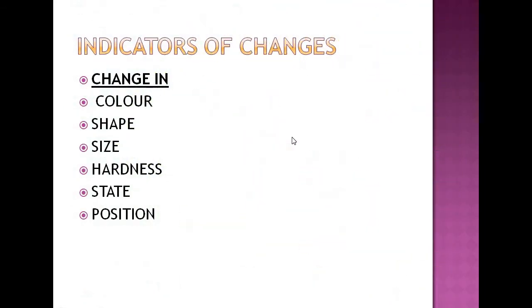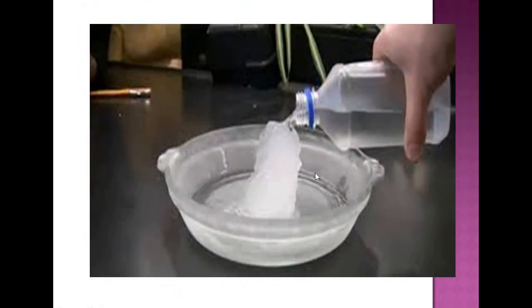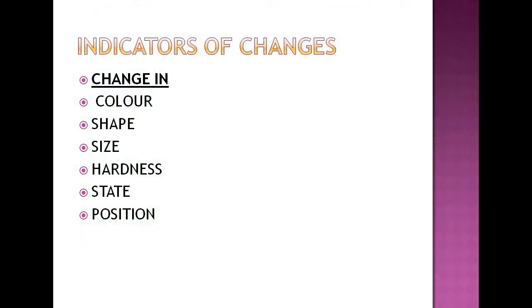Then there is change in the shape or size. When you plant a seed, what you observe is that there is a change in the shape as well as a change in the size. Then next is the change in the hardness and state.